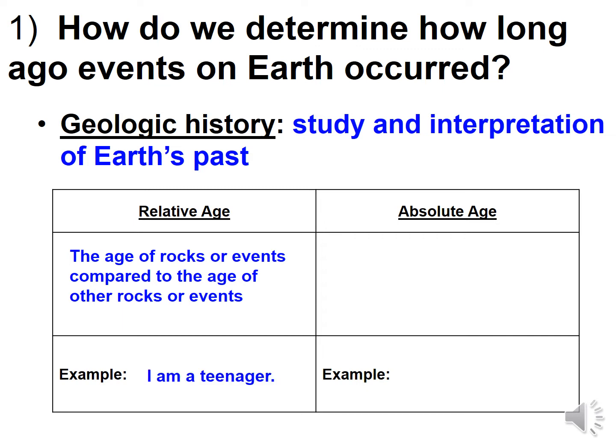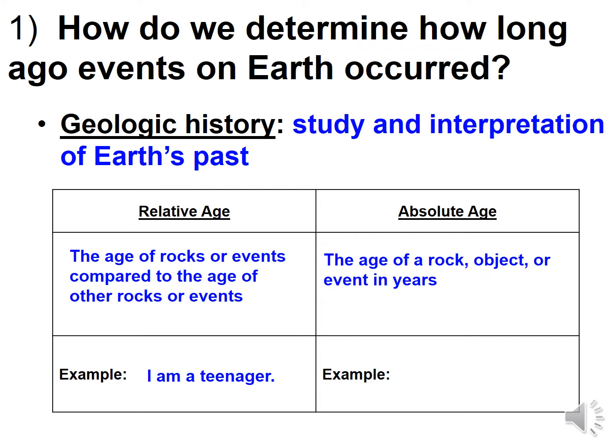An example of this would be saying I am a teenager. Without knowing your exact age, you should be able to look at somebody and know, hey, these kids are younger than me, or these people are older than me, just by looking at them. You can already compare and contrast your age to someone else. You could even do this with food, right? You could probably look at some food and be like, oh, this food is old and not good for you. That's called relative age.